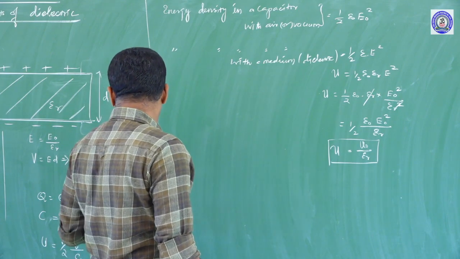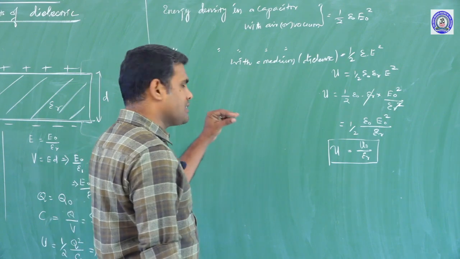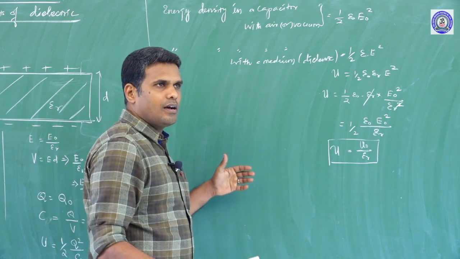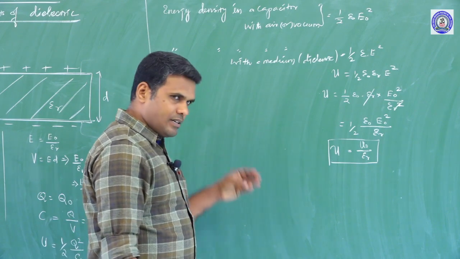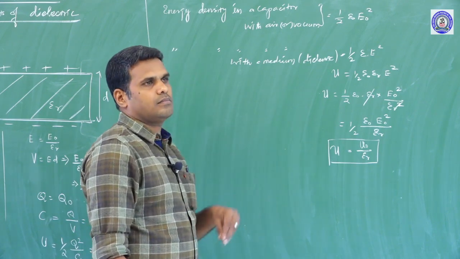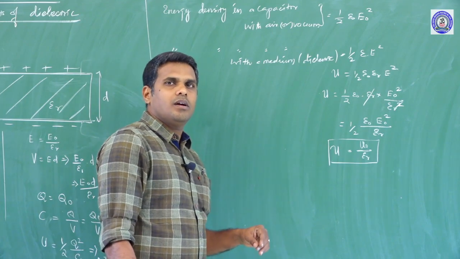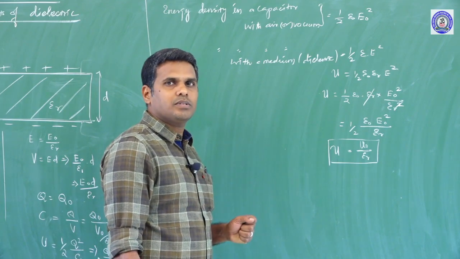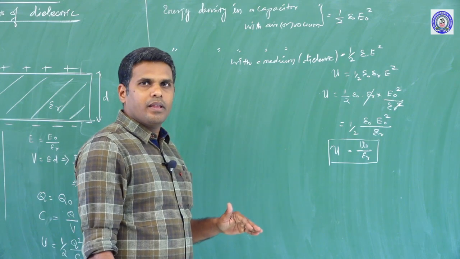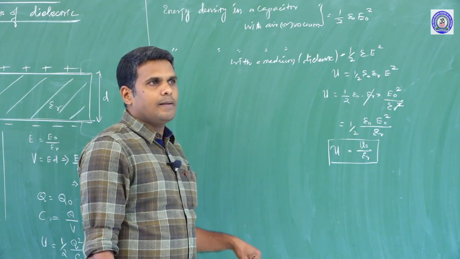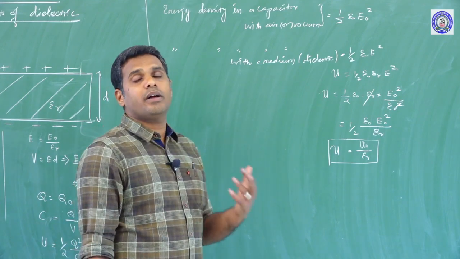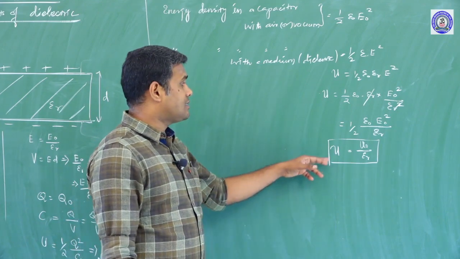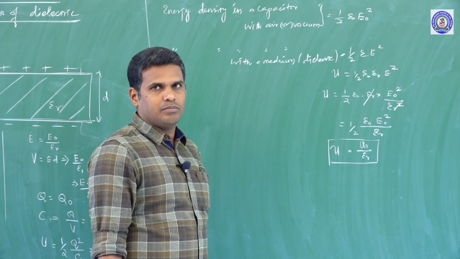In the same way, we discussed nearly 6 physical quantities associated with capacitors. Electric field intensity decreases by epsilon r times, potential decreases by epsilon r times, charge remains the same, potential energy decreases by epsilon r times, capacitance increases by epsilon r times, and energy density decreases by epsilon r times.